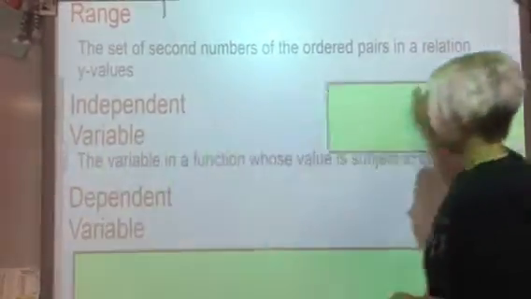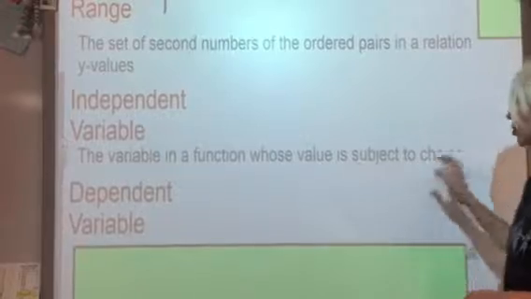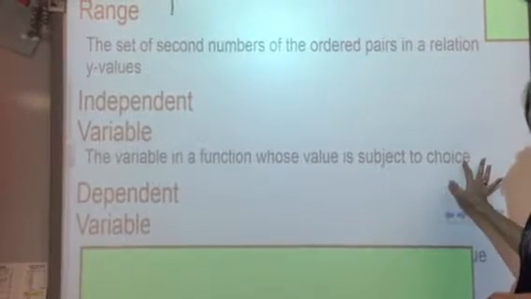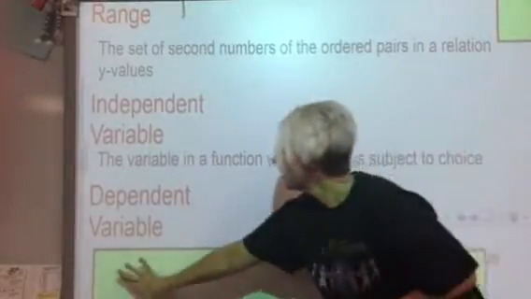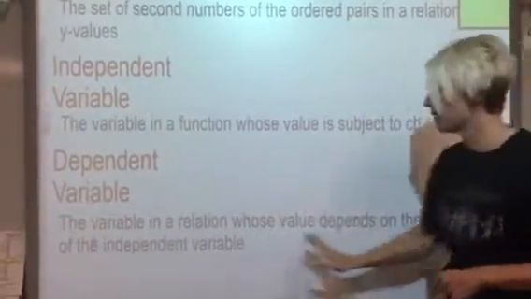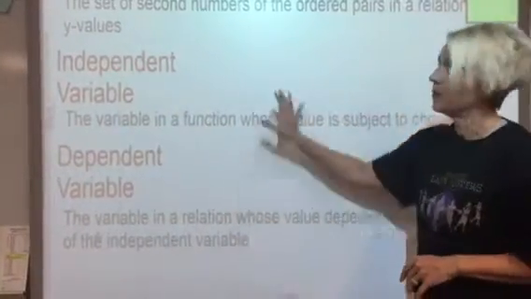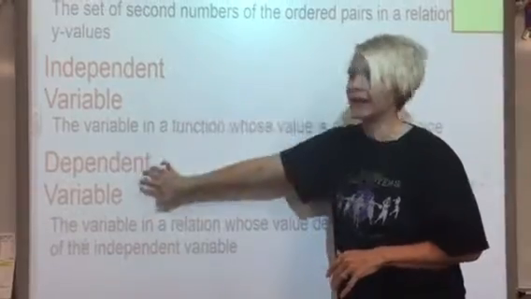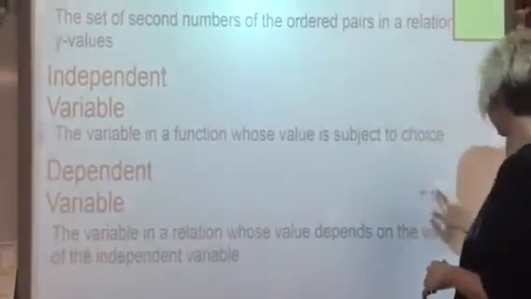An independent variable is the variable in a function whose value is subject to choice. So it's subject to choice, it could change. The dependent variable is the variable in a relation whose value depends on the value of the independent variable. And I'll give you some examples of this to help you understand the difference between independent and dependent variables.